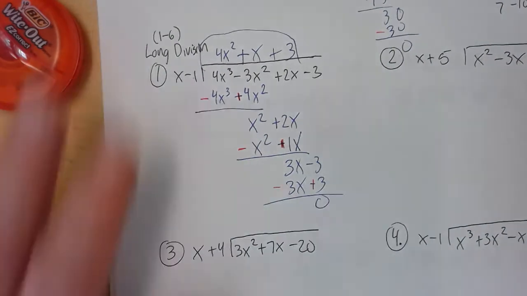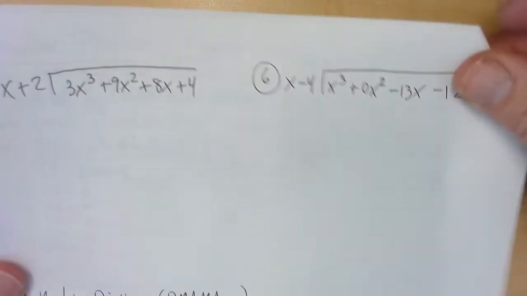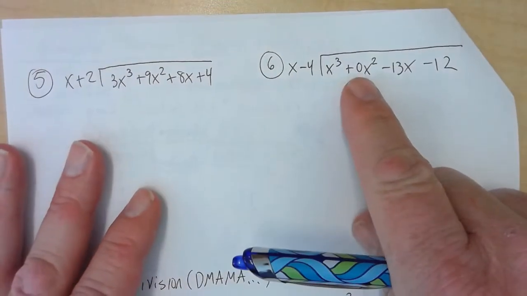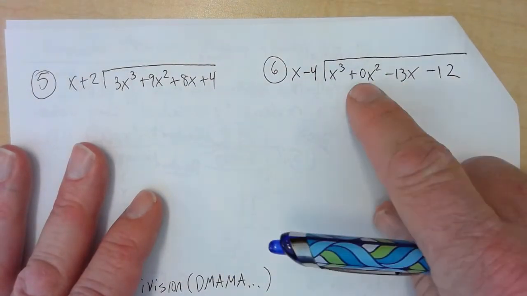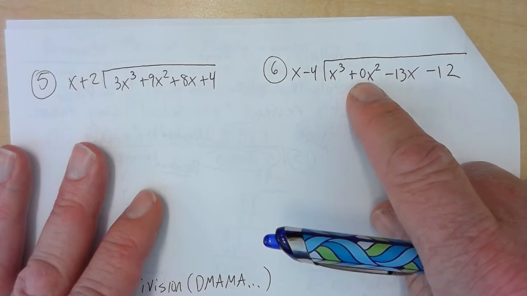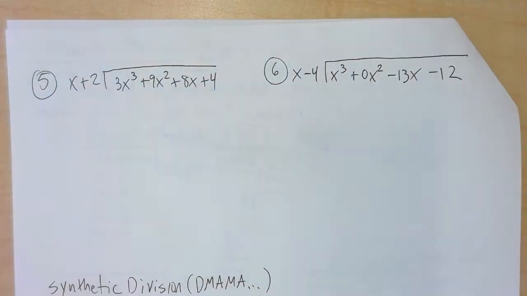So I have 5 more for you to do. And notice on number 6 right here, I included a placeholder, because this would be x cubed minus 13x minus 12. Well, you need to account for all the places. So I had to add in a 0x squared there. So basically, these are all kind of the same.